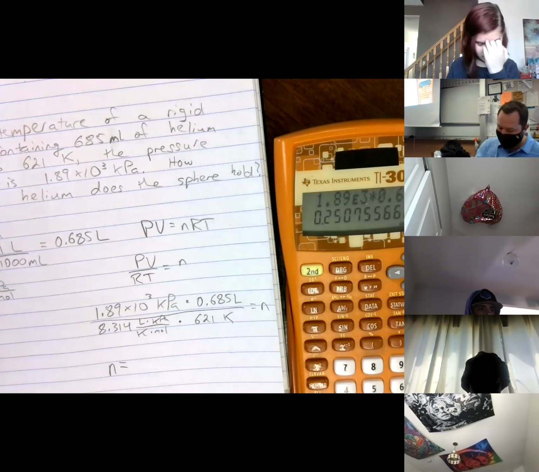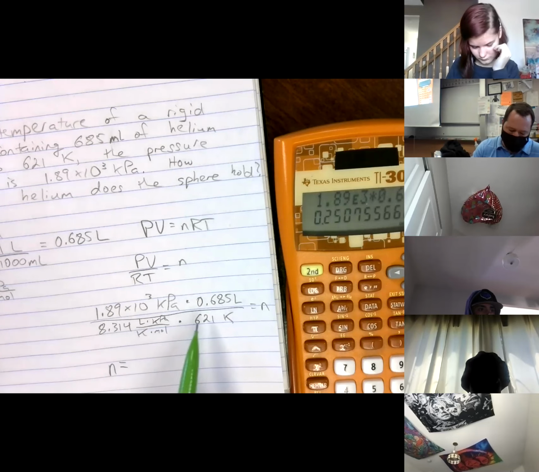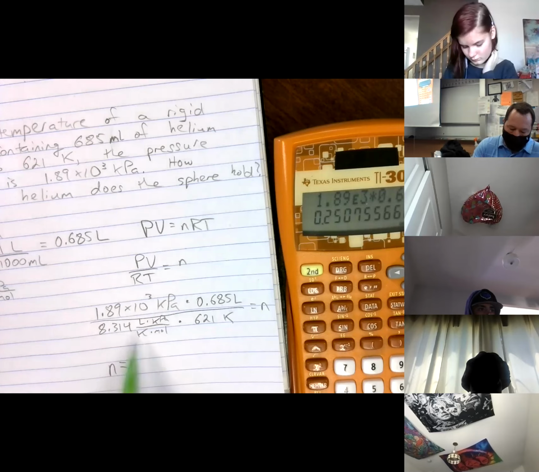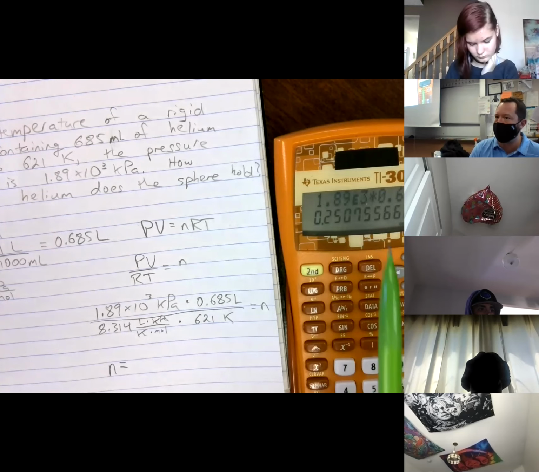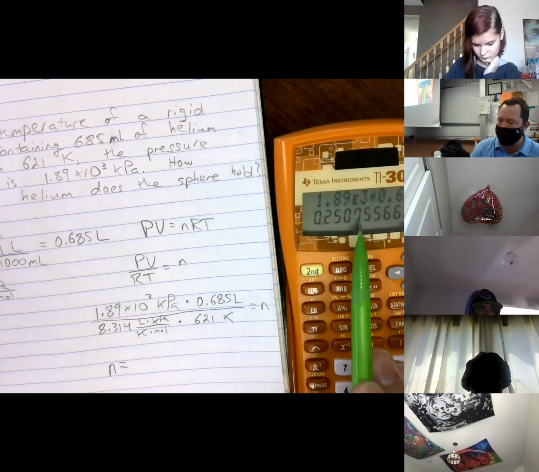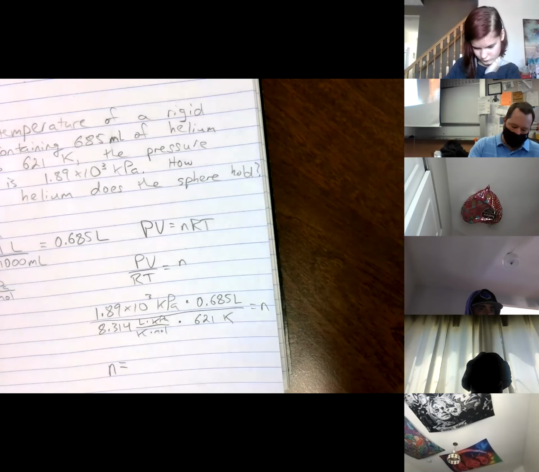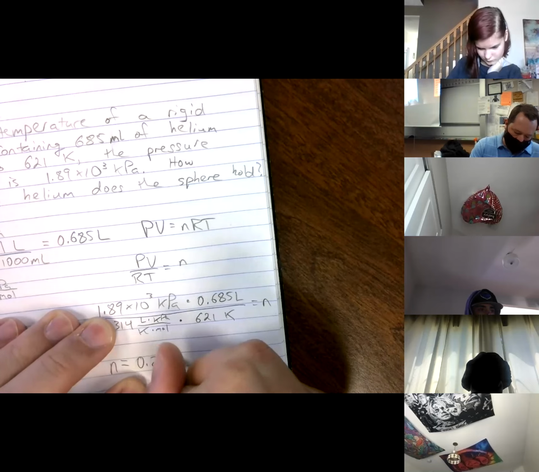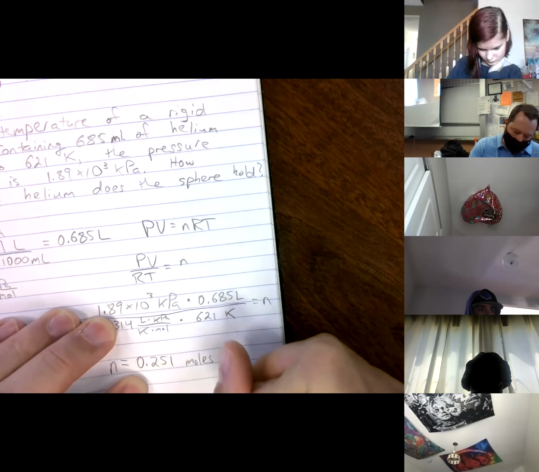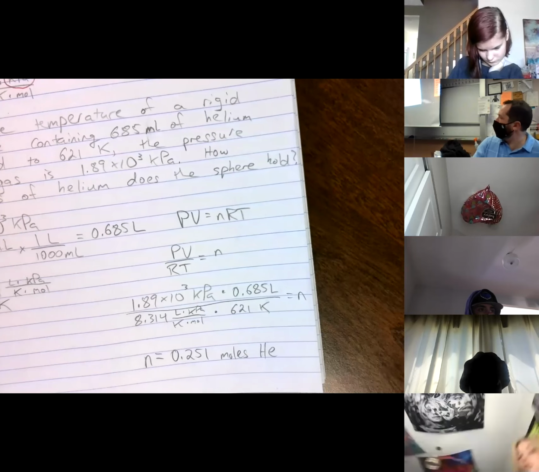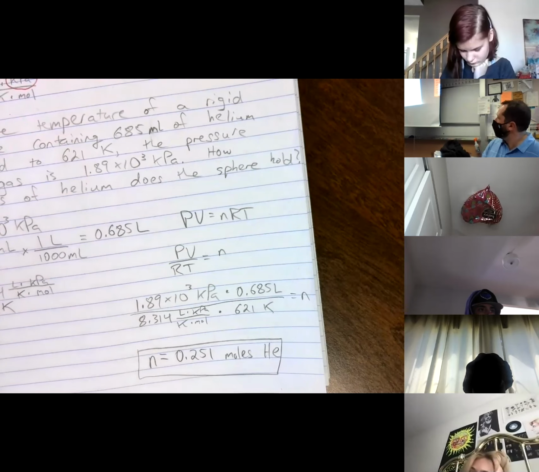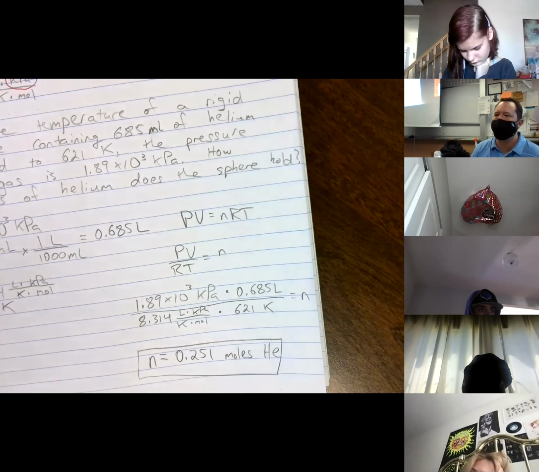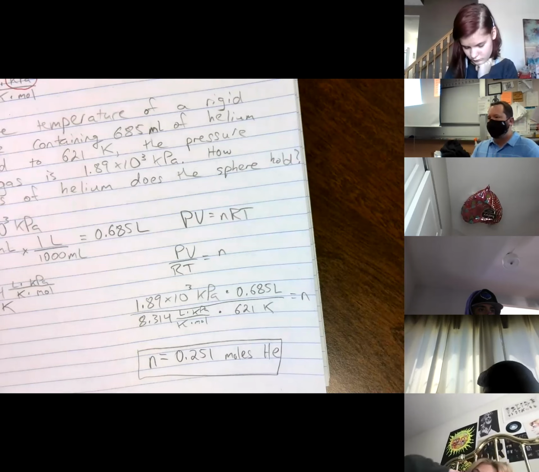There's my number of moles. 3 significant digits, 3 significant digits, 4 significant digits, and 3 significant digits. We're limited to just 3. So that's the 2, the 5, and the 0. The number after the 0 is definitely enough to round up. So we'll say 0.251 moles of helium. There we go. Not too bad, huh?